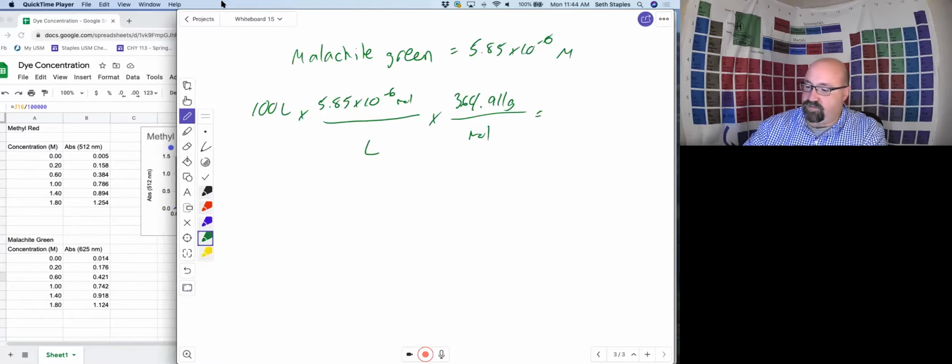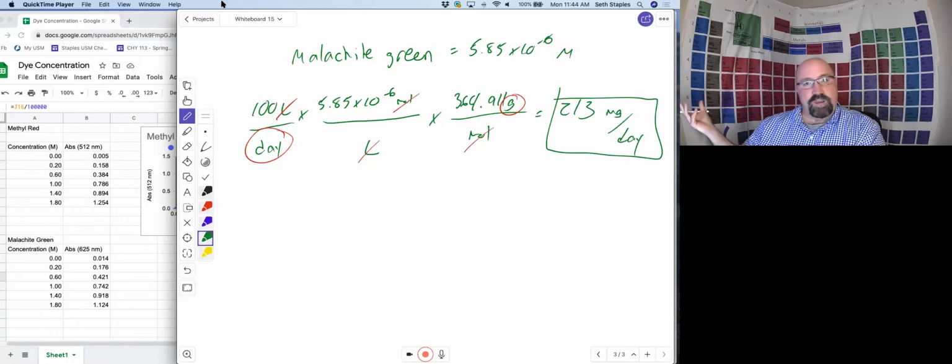Again, let's look at the units here. Liters are going to cancel out. Moles are going to cancel out. And if we remember, in fact, that this was liters per day, we see now what my units would be, and that would be grams per day that the fish is going to ingest. And so we do this calculation and we find out that the fish is now taking in 213 milligrams per day of malachite green.